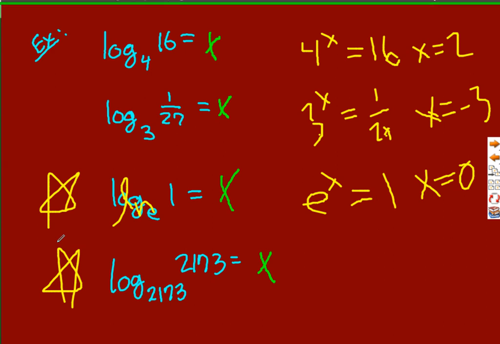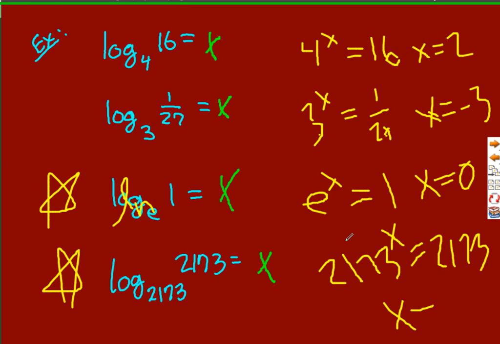And this is another big log rule here. You would make it 2173 to the what power equals 2173. Well, the exponent has to be 1. If you're taking the base and the inside to be the exact same thing, that means that your exponent has to be 1. Log of 1 will always be an answer of 0.